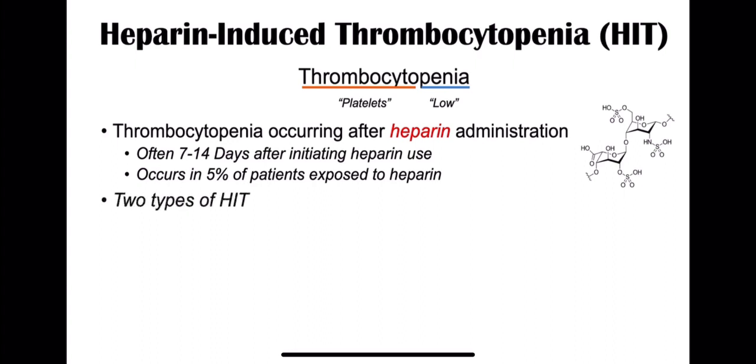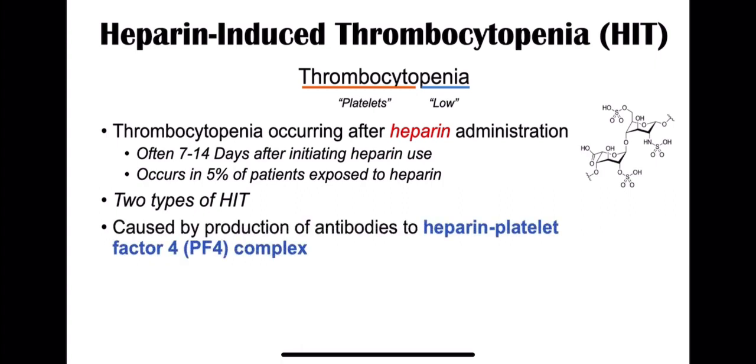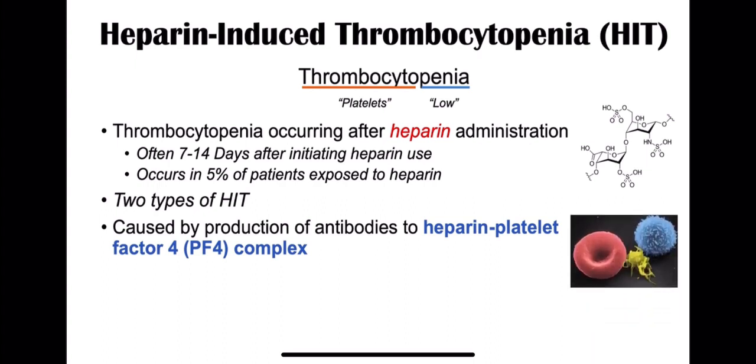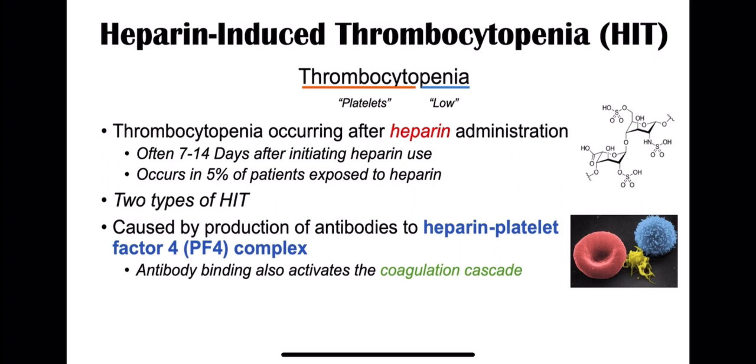There's actually two types of HIT, or heparin-induced thrombocytopenia, and we're going to talk about both of those in the next slide. The one we're going to talk about more specifically is caused by production of antibodies to the heparin-platelet factor 4, or PF4 complex. And what we do find when this happens is that antibody binding causes activation of the coagulation cascade. This can cause many other problems we're going to talk about here as well.